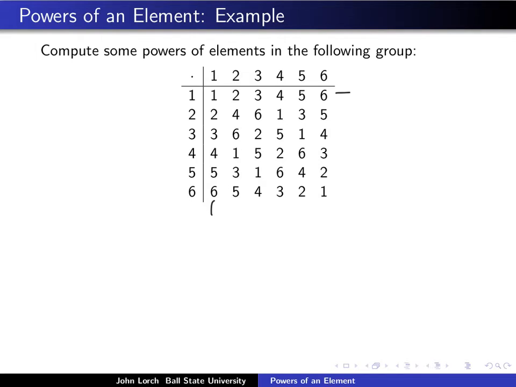So let's start taking some powers of elements. In fact, let's start with 2. And we'll raise it to the first power. That's easy enough. That just gives us 2 back again. And then 2 squared is 2 times 2, and I look in my table and see that 2 squared is 4. So far, so good. And then I take 2 cubed. Well, 2 cubed should be 2 squared times 2.